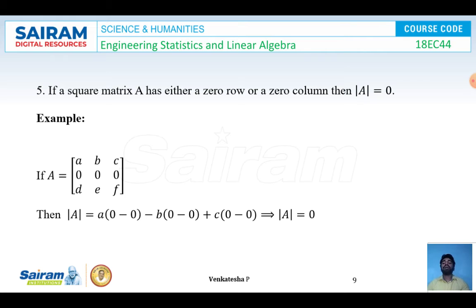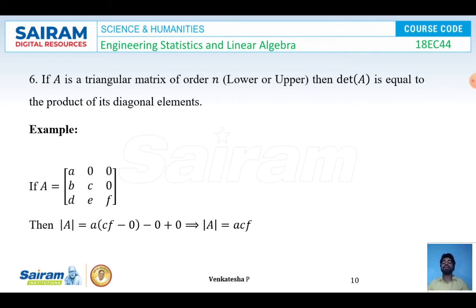Property number 5: if a square matrix A has either a 0 row or 0 column, then the determinant of the matrix will be equal to 0. So now I am taking a matrix A of order 3 and it contains one particular row completely 0, that is, matrix A is equal to [a b c; 0 0 0; d e f]. After expanding this using determinants, I got the equation: a into (0 minus 0) minus b into (0 minus 0) plus c into (0 minus 0). After expanding this, I got the complete answer 0. Hence the condition is true in this case.